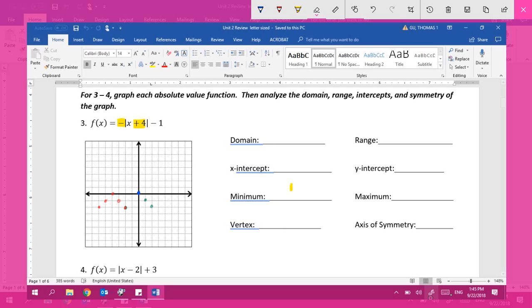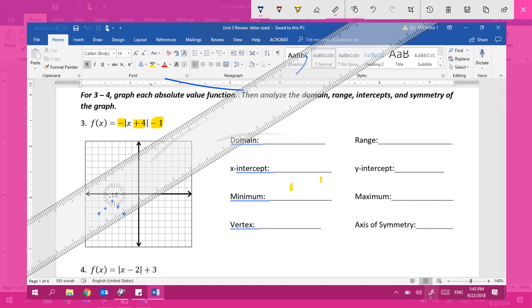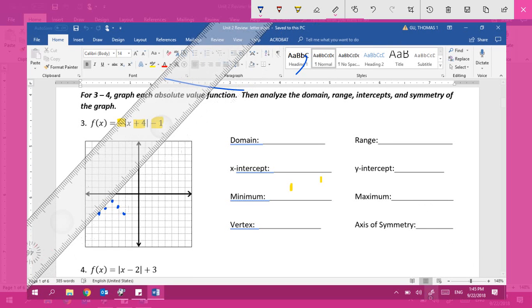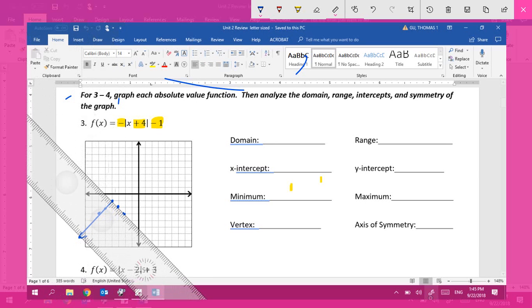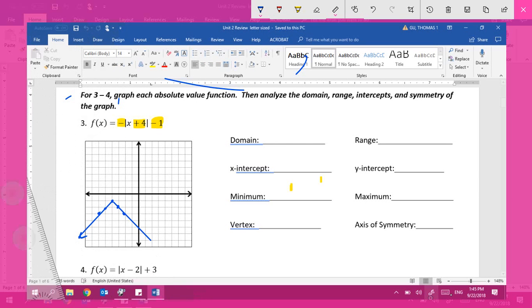So now we're there. And then finally, we see outside of the function, we got minus 1, which tells us to move down 1 space, 1 unit. So boom, boom, boom. And here's my final function. So let's put this on the graph. What the heck was that? Ugh. It's a little off. And there we go. Okay, so now we got to analyze all these things.